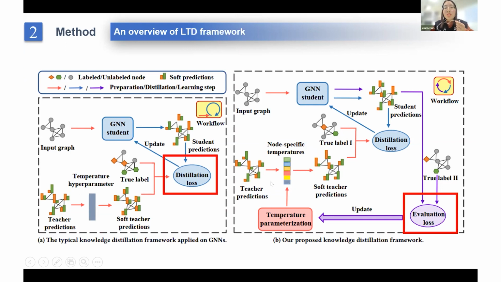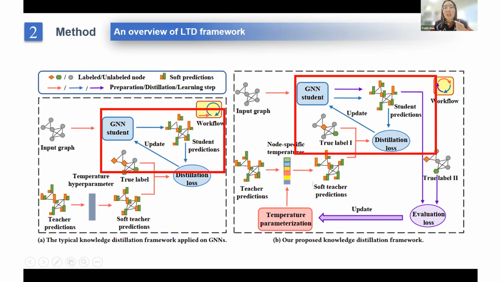Then we let the temperature be supervised by downstream tasks, compared to the traditional knowledge distillation method. We divided the training set into 2 parts, one for distillation loss and the other for temperature training, named the evaluation loss. Unfortunately, the partial derivative of a distilled student's performance with respect to node temperature doesn't exist, which makes it non-trivial to learn the parameters in temperature parameterization.